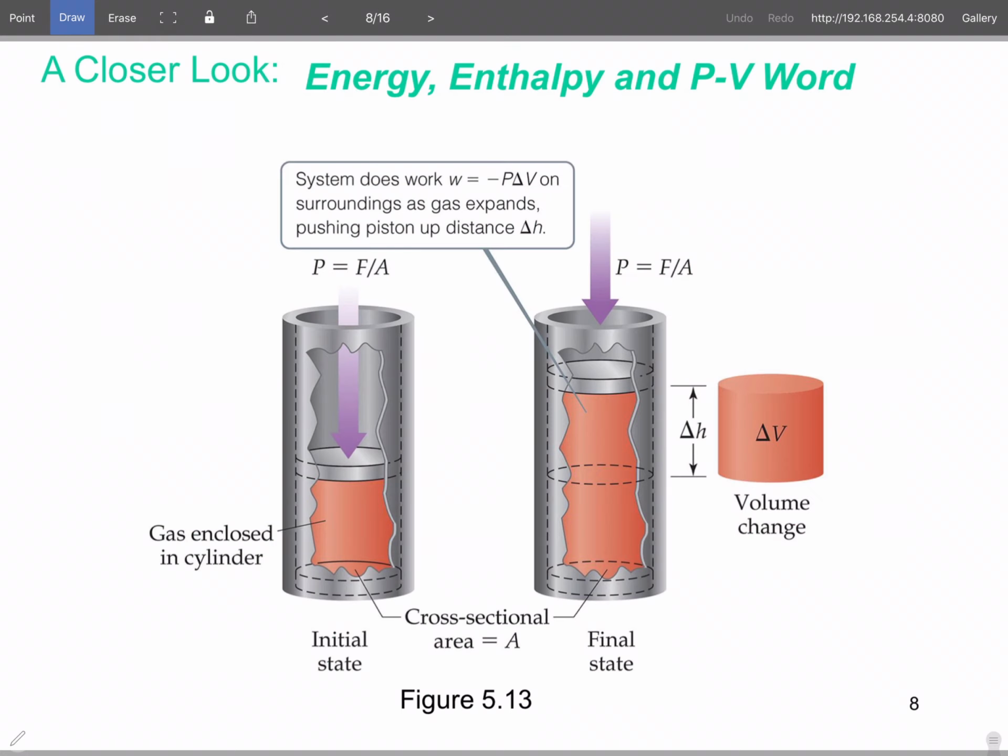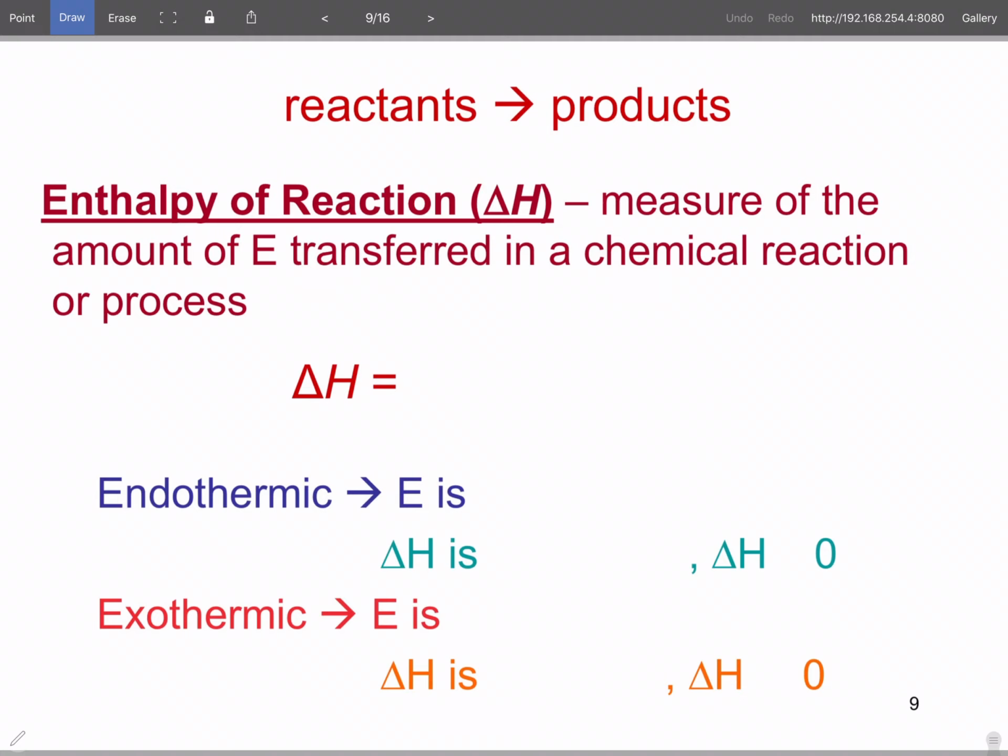So a closer look is energy, enthalpy, and pressure-volume work. And if you look at this, you're like, wait, what is this? This is the cylinder in an engine. Well, it could be in any variety of things, but this is exactly how the pistons work in your car. So it may be worth reading over.